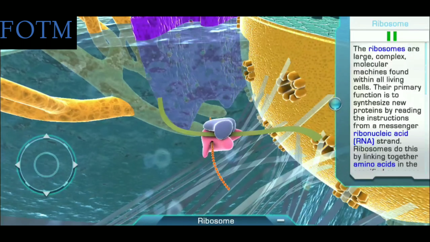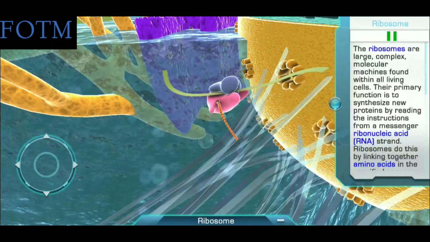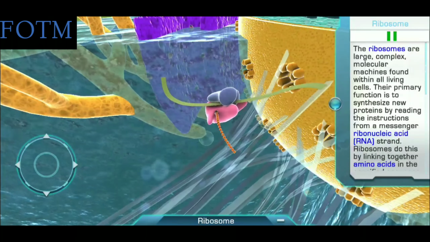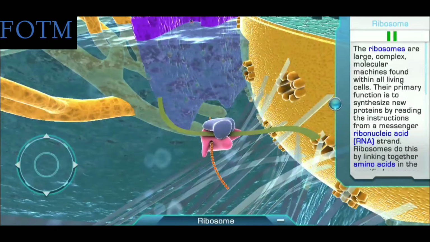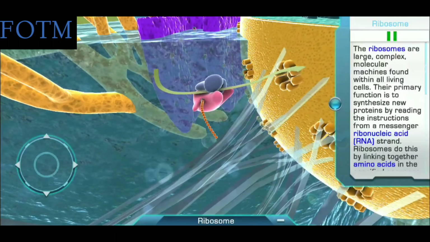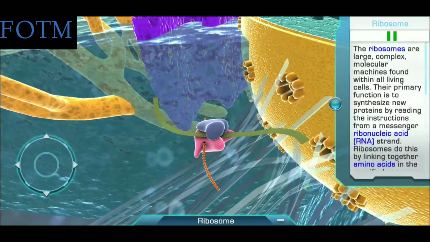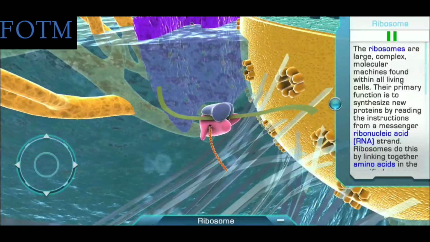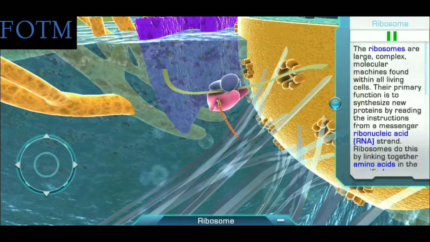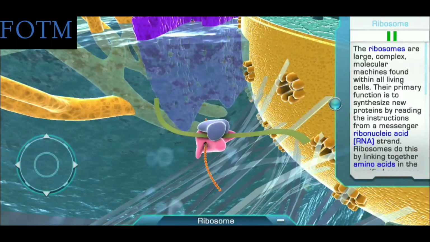The ribosomes are large, complex molecular machines found within all living cells. Their primary function is to synthesize new proteins by reading the instructions from a messenger RNA strand. Ribosomes do this by linking together amino acids in the specified sequence. Ribosomes consist of two subunits, each made up of ribonucleic acid, or RNA, and proteins.